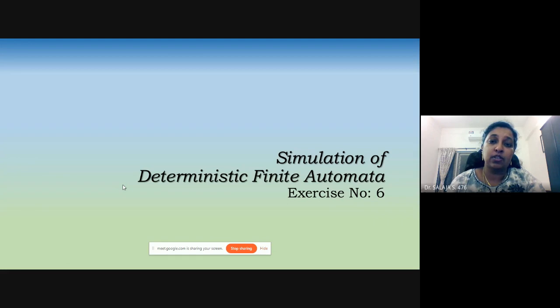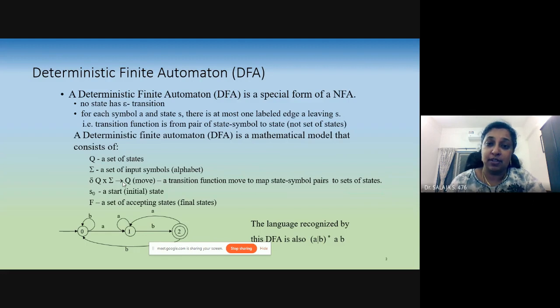Any regular language can be represented in three ways. First one is based on the regular expression, second one is using regular grammar, and third one is by modeling finite automata. To our understanding, finite automata can be deterministic or non-deterministic. What we are going to concentrate on in this exercise is a deterministic finite automata which doesn't have any empty transition, as well as the input state symbol pair will have at most one output, or it will not have any other output.